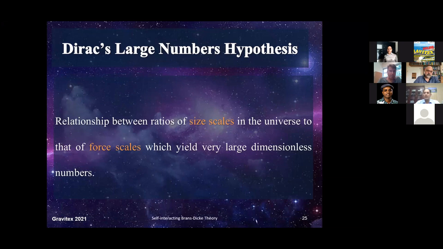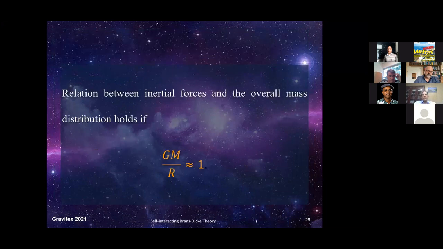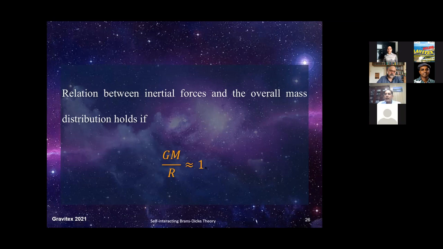Now, a few words about the Brans-Dicke modified theory. There's a well-known Dirac large number hypothesis. This hypothesis provides a relationship between ratios of the size scales in the universe, that is, force scales, which yield very large dimensionless numbers. So this is the relation between inertial forces and overall mass distribution. If this condition holds, then GM over R is proportional to 1. Here G is the gravitational constant, M is the mass, R is the radius.